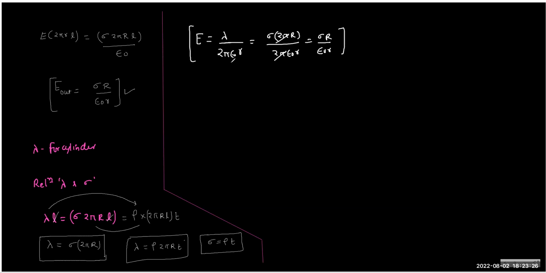So I will tell you what lambda is. For a cylinder, lambda is sigma into perimeter. And lambda is rho into cross-sectional area.